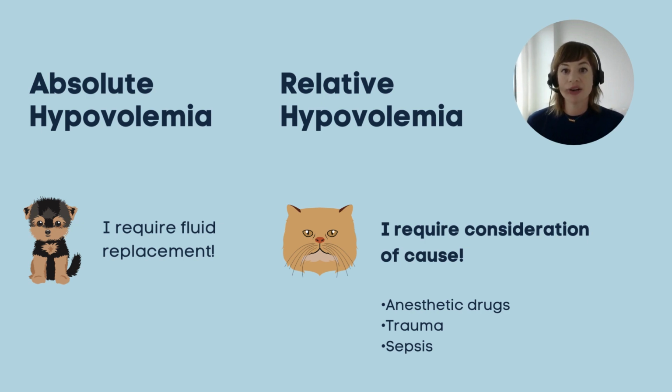Absolute requires fluid replacement. Our friend, the little 1.2 kilo Yorkie, who is under anesthesia for an enucleation and is starting to bleed out and becoming hypotensive. Get this pup some blood. Relative requires consideration of cause.